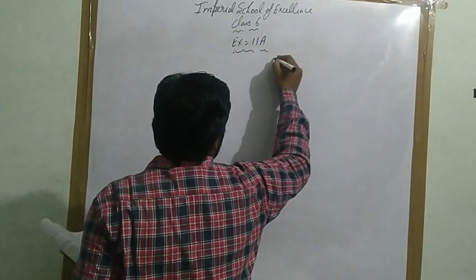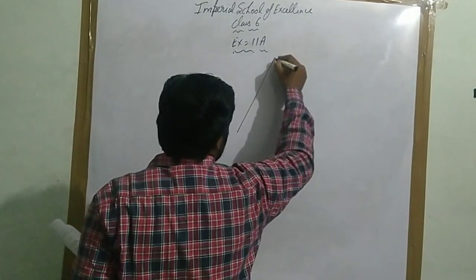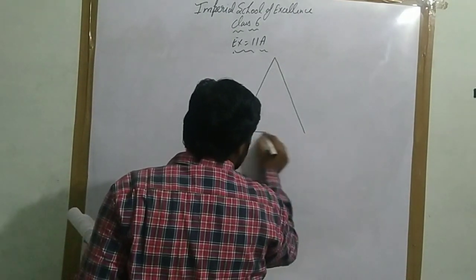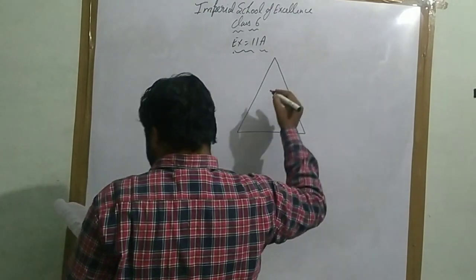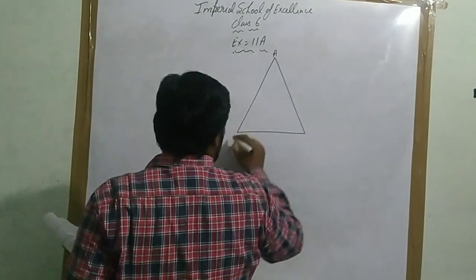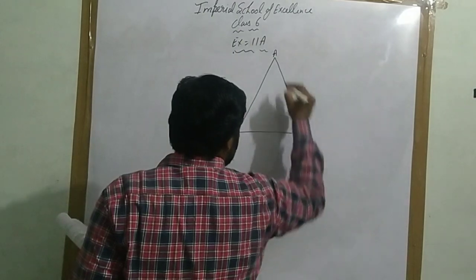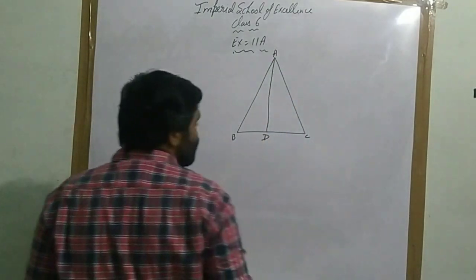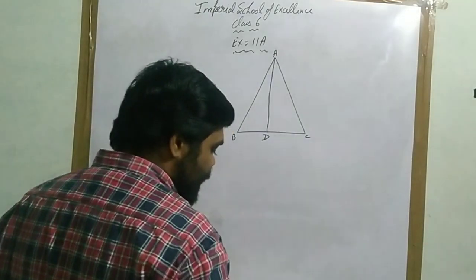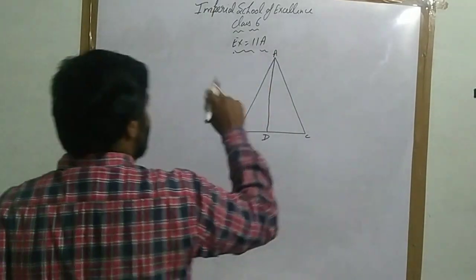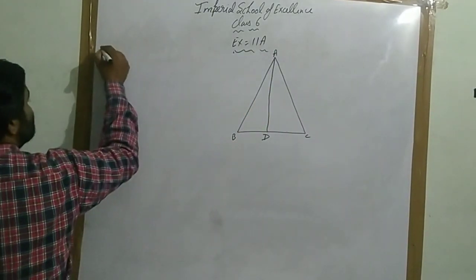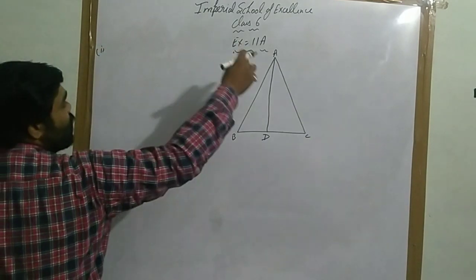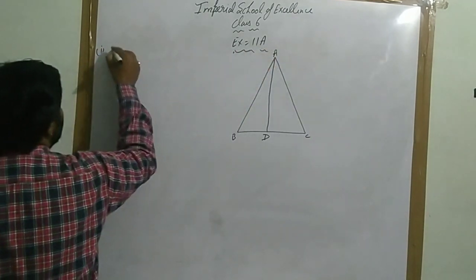The first figure is given to you. This is your figure. It is A, B, C, and in the middle that is D. You have to mark the line segments here. Mark the line segment. First, answer number 1 is your first line, AB.